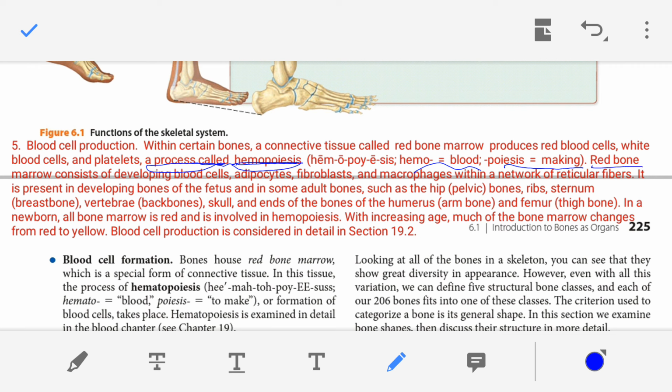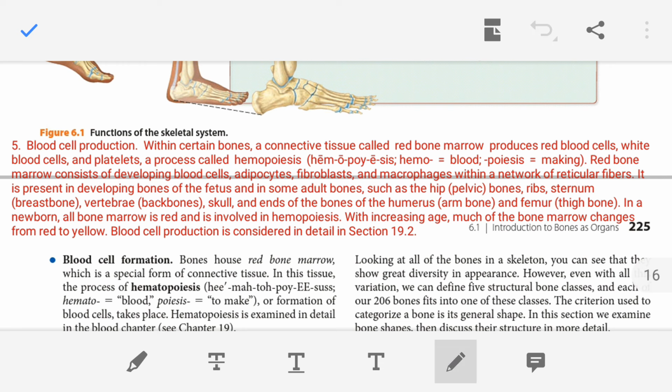Now red bone marrow, the structure of red bone marrow, what the red bone marrow is made up of. So red bone marrow consists of developing blood cells. In the structure of red bone marrow, developing blood cells are present, adipocyte cells are present, fibroblasts are present, macrophages are present within a network of reticular fibers. So all these cells constitute red bone marrow.